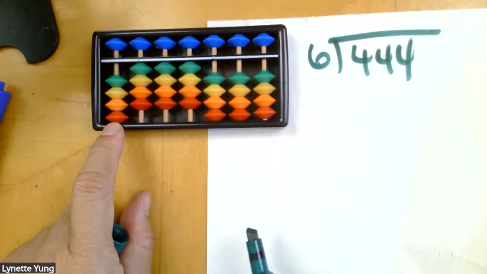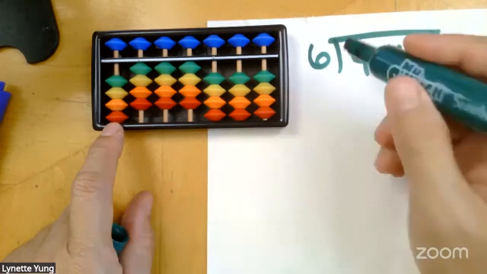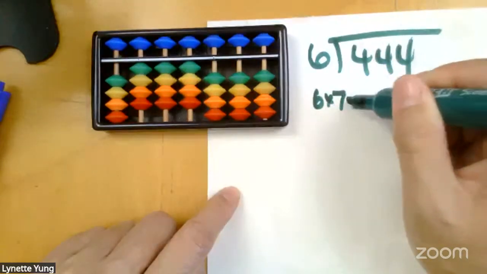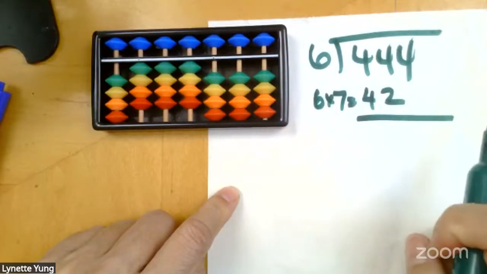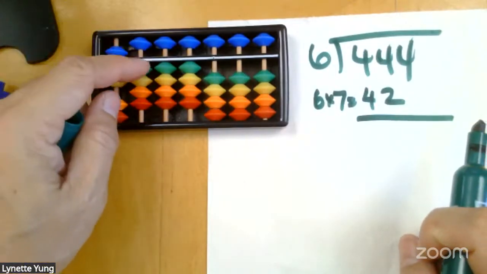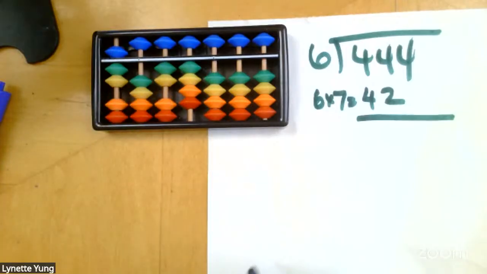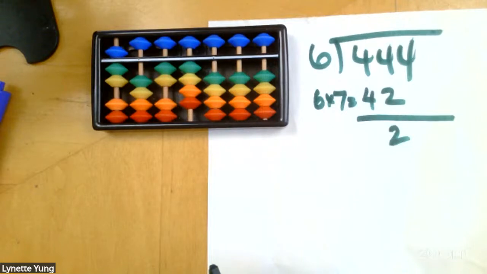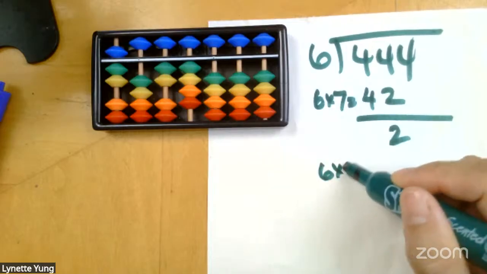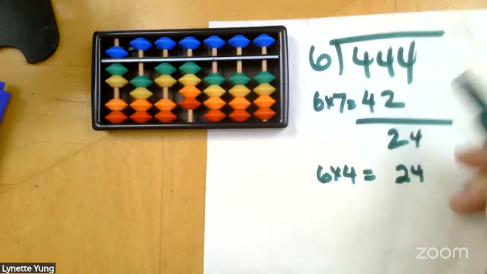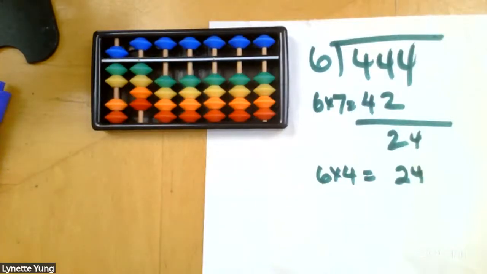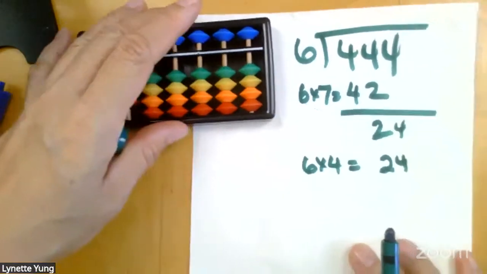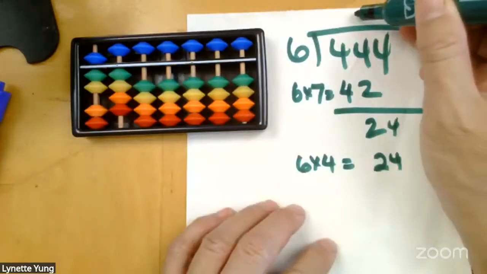Okay. And then, because it's going to be single anyway, 42. Okay, add the 7, take away 4, take away 2. 4 and 2. So that leaves us 24. So then it's what times 6 is going to give us 24? And that should be 4. So then we add 4 and take away 24. So our quotient is 74.